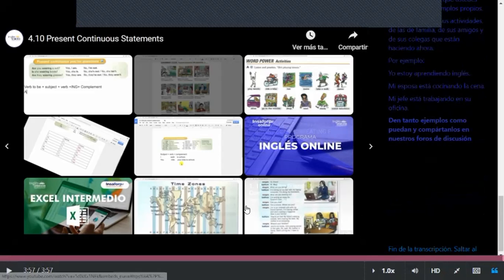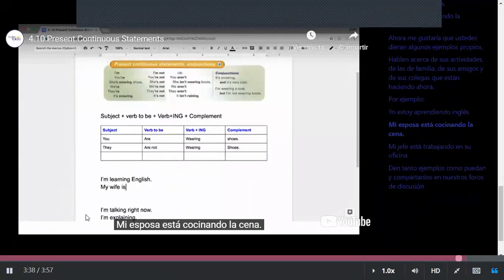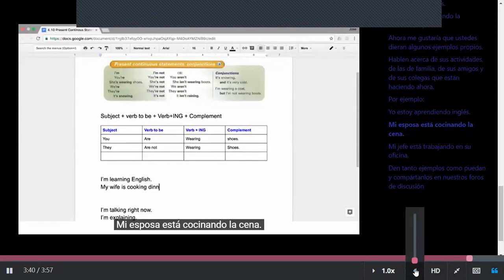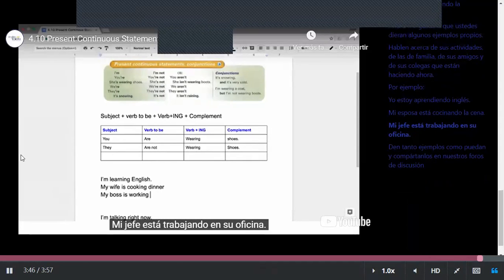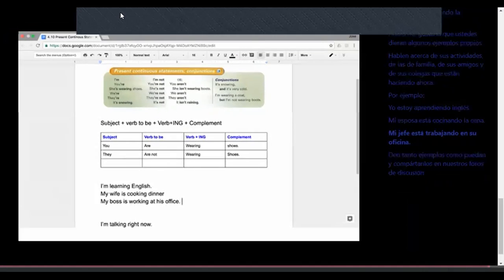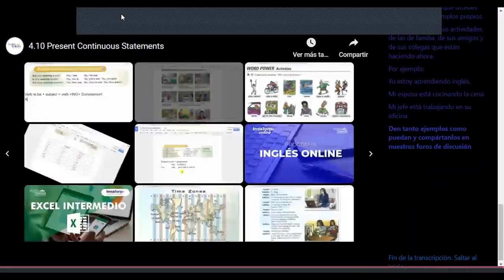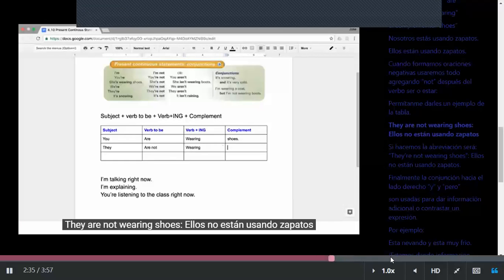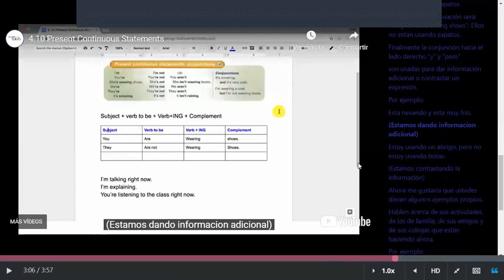Okay, so we're going to prepare some examples using the structure. My wife is cooking. What are you doing right now, and what are your family members doing right now, and what are your friends doing right now, and what aren't they doing right now? For example, the first example is the first person, right? I am teaching English. I am teaching English right now, okay?